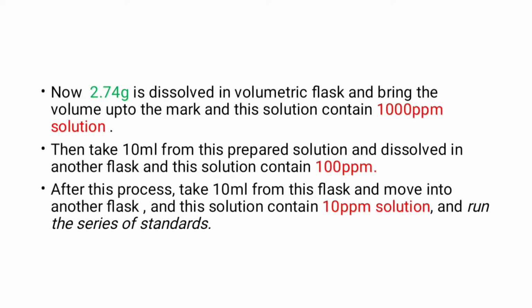Now 2.74 gram is dissolved in a volumetric flask, and we will bring the volume up to the mark, and this solution contains 1000 ppm. In the next step, we will take 10 ml from this prepared solution and dissolve it into another flask, and this solution contains 100 ppm. After this, take 10 ml from this flask and move it into another flask, and this solution contains 10 ppm, and we will run the series of standards.